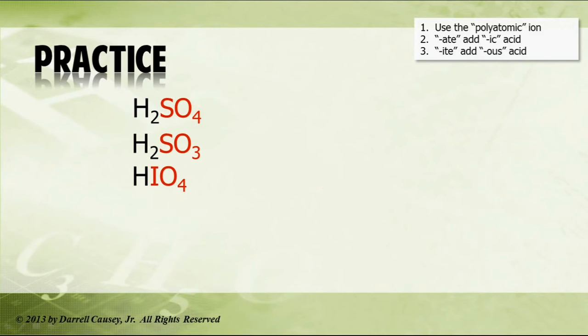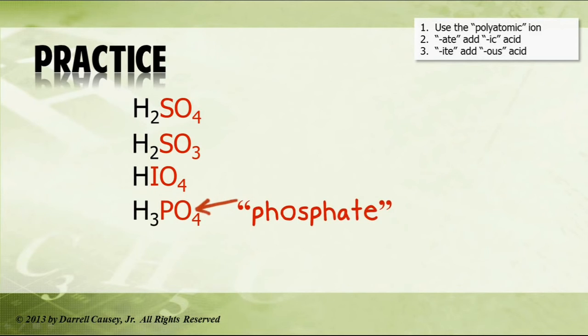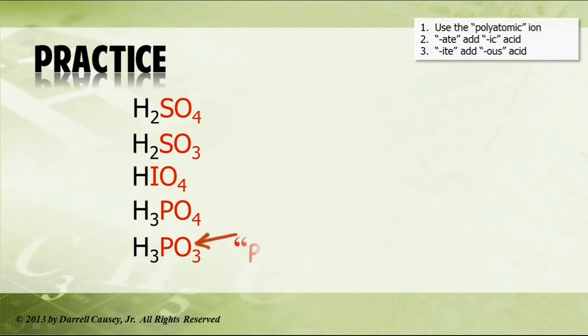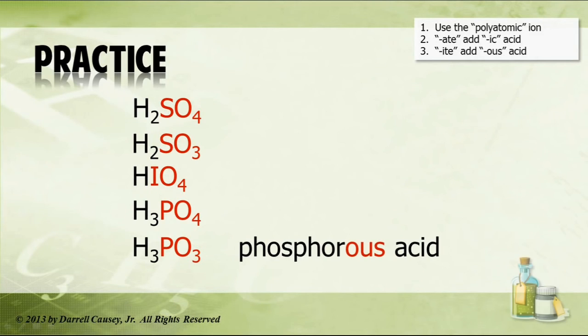HIO4, the polyatomic ion, is periodate, periodic acid. ATE means add IC. H3PO4, phosphate. ATE again, so we're going to add IC, phosphoric acid. And then H3PO3. PO3 is phosphite. ITE means OUS, phosphorous acid. Pretty simple, isn't it? Just got to remember the rules.